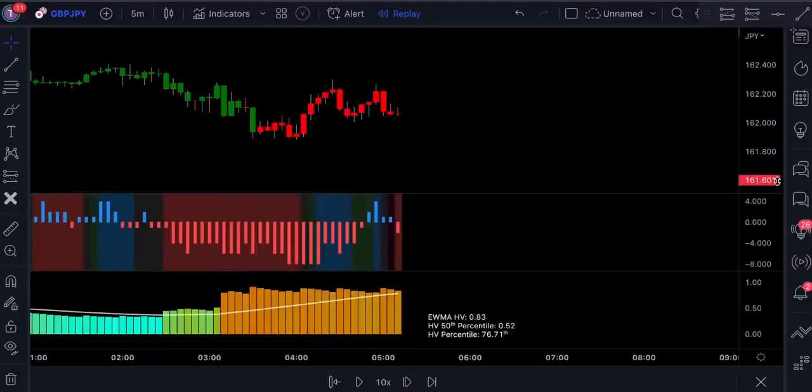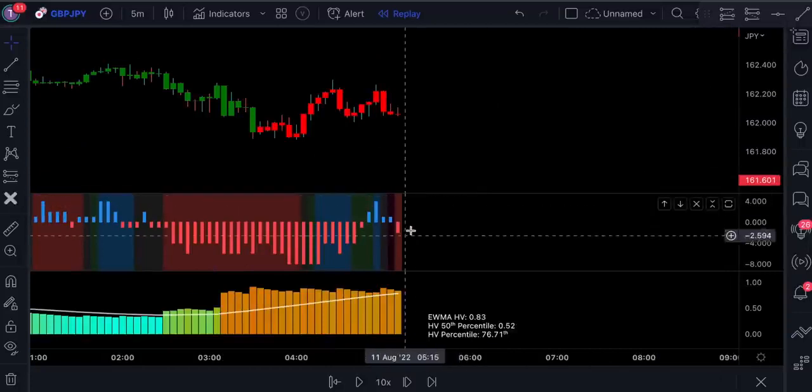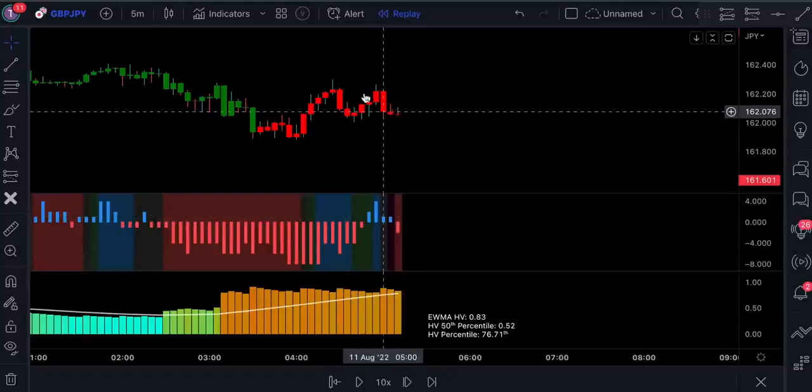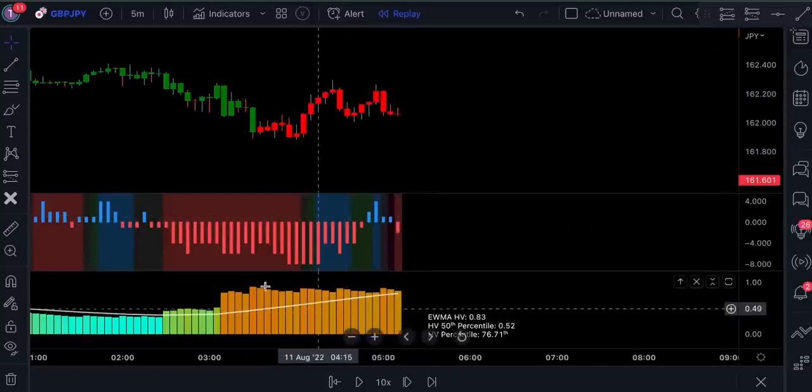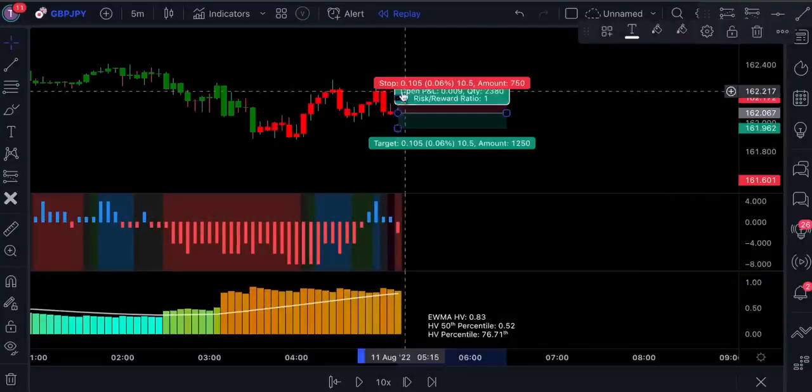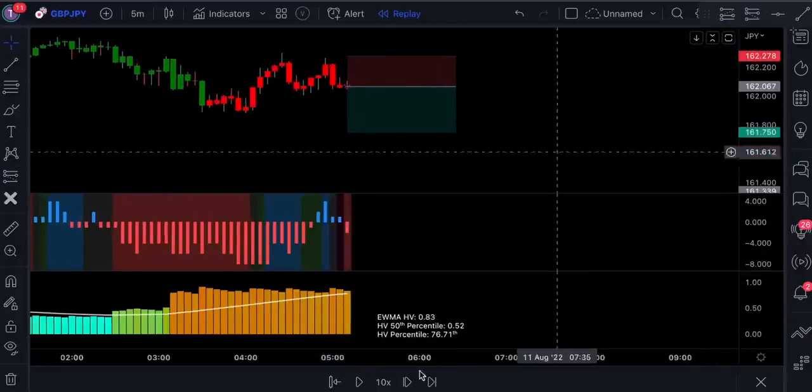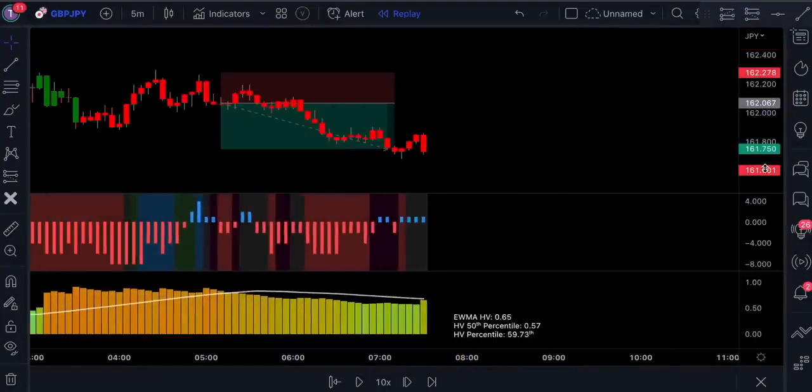Here's another good example for a short entry. So in this example, we see that our first confirmation indicator issued a sell signal, the trend bars became red, and the volatility in the market is increasing. Okay traders, I hope you have understood the rules for this strategy. Now let's do the backtesting to find out its true win rate.